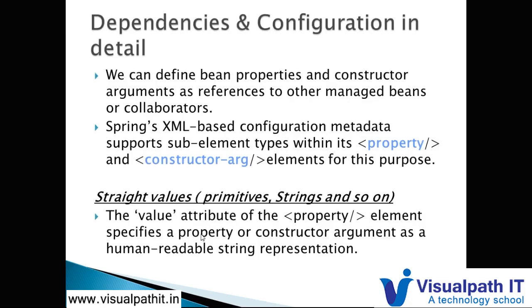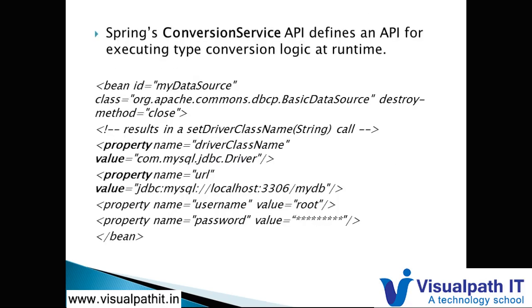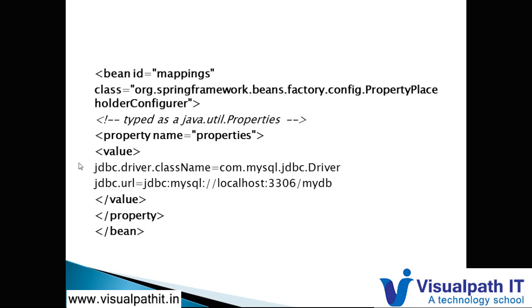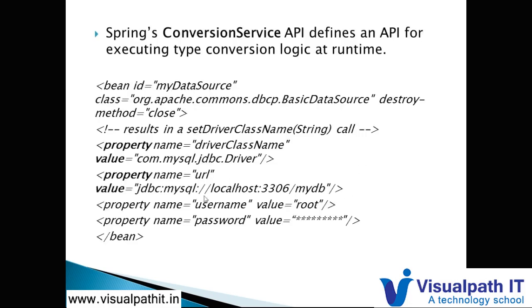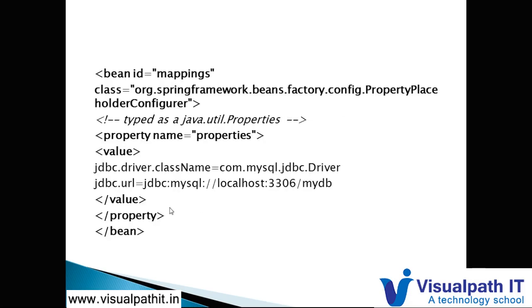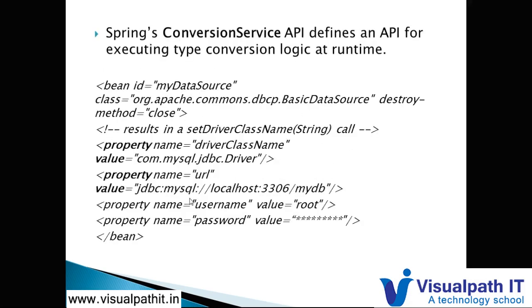So here both the property and the constructor argument are a human readable string representation. How can we write that here? We can write it as property name. We can call the class org.springframework.beans.factory.config.PropertyPlaceholderConfigurer, within which we have property name equal to properties and the values that we showed here. So it's clearly a human readable representation.